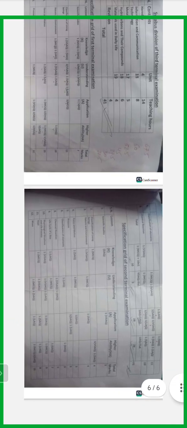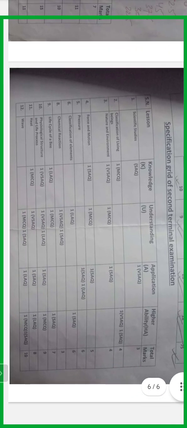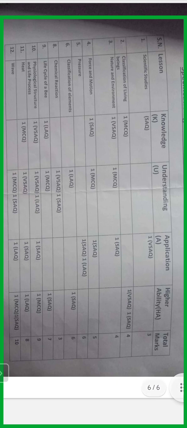Okay, and waves is very important, 10 marks question. And physiological structure, 9 marks question. Heat, 8 marks question, isn't it? And gases 6, and universe only 4. Force and motion is also important. Force and motion and classification of elements are also important. 1 LAQ, 6 marks, equal to that of the universe. They are already first term examination units, isn't it?